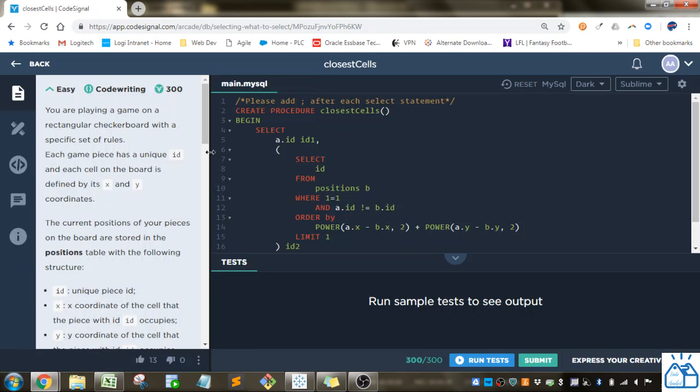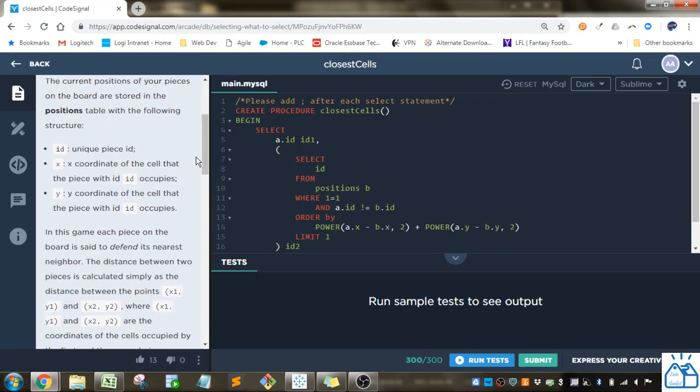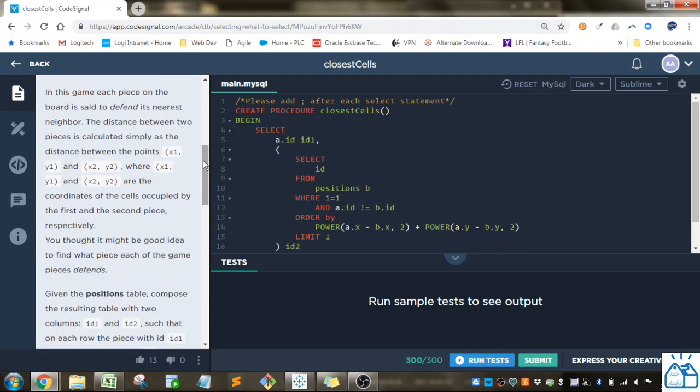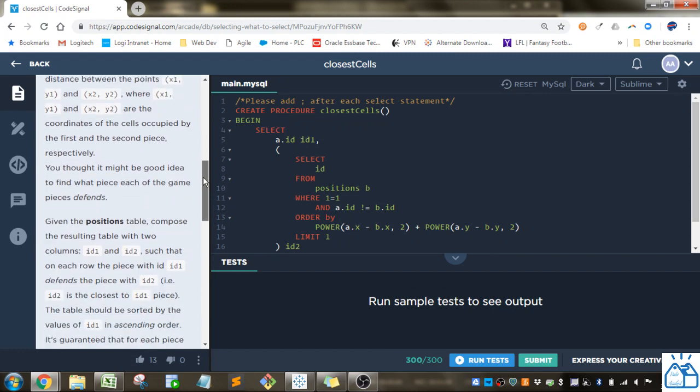So you're playing a game on a rectangular checkerboard with a specific set of rules. Each game piece has a unique ID, and each cell on the board is defined by its X and Y coordinates. The current positions of your pieces on the board are stored in the positions table with the following structure. So there's an ID, there's an XY coordinate for each piece. In this game, each piece on the board is said to defend its nearest neighbor. The distance between two pieces is calculated simply as the distance between the points x1, y1 and x2, y2, where x1, y1 and x2, y2 are the coordinates of the cells occupied by the first and the second piece respectively.